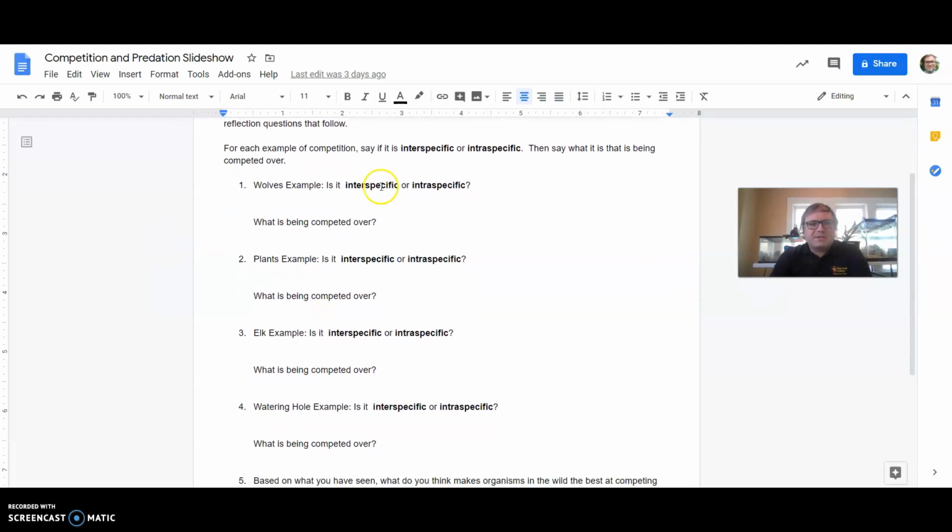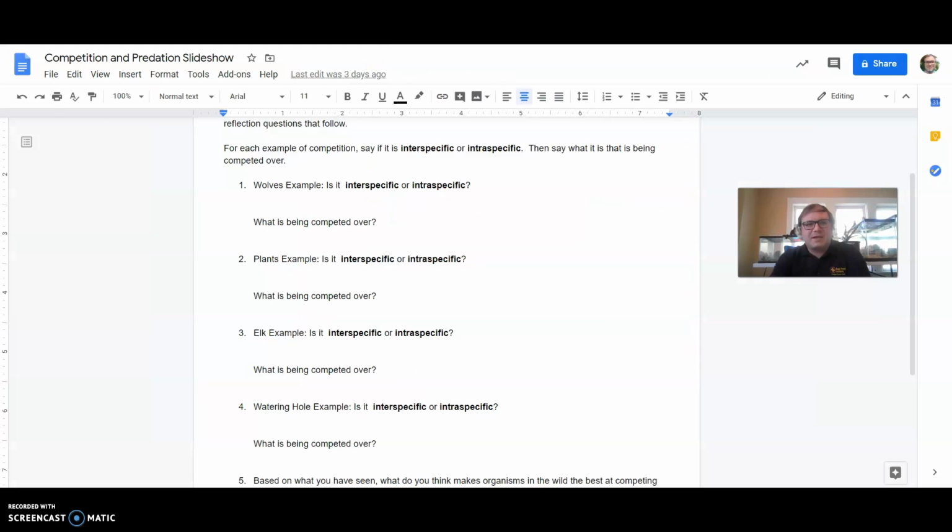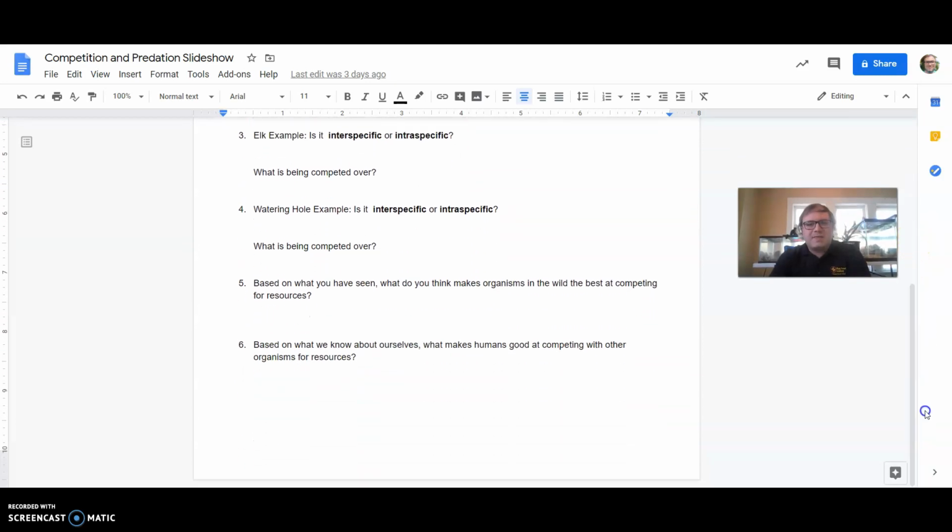So for each example of competition, say if it is inter-specific, again, if it involves different species competing with one another, or intra-specific, members of the same species competing with each other, then say what it is that is being competed over. So these go with each example on the slideshow. So like here for number one, it says the wolves example. So when you look here in the slideshow, this is what you're looking at, the wolves example on that one. So they go in order. So for each one of them, again, you're talking about what type of competition it is and what's being competed over. And then there's just two follow-up questions here at the end.